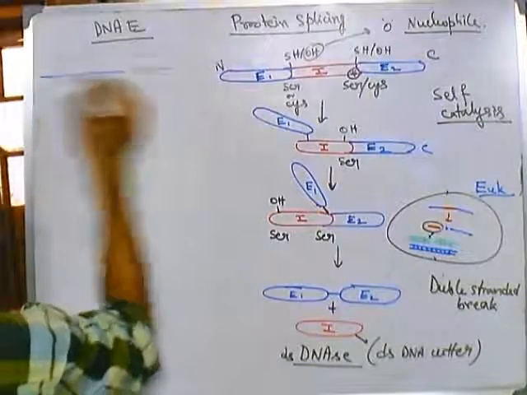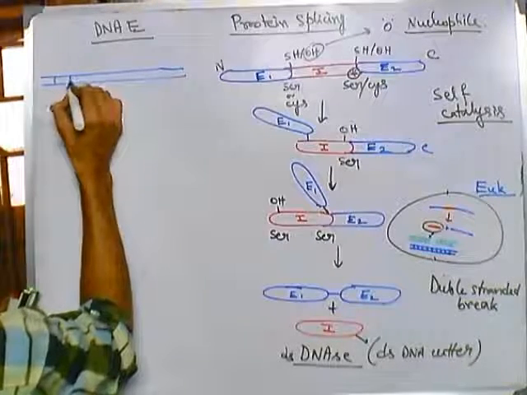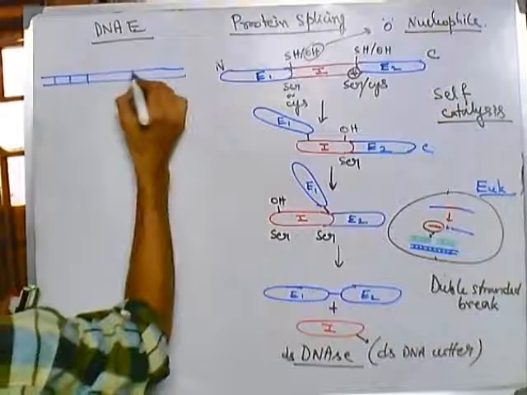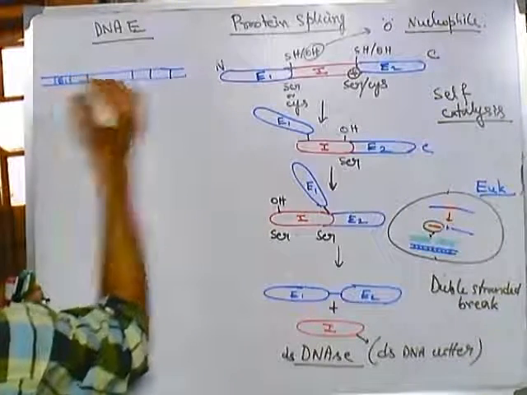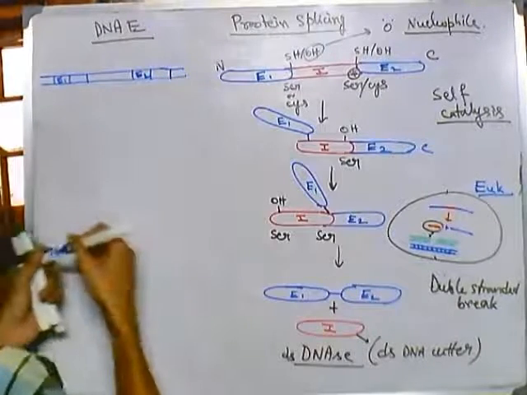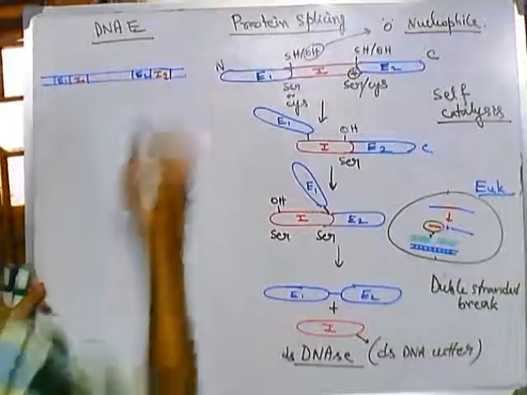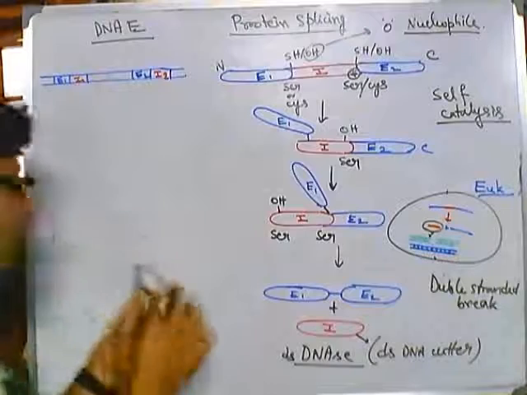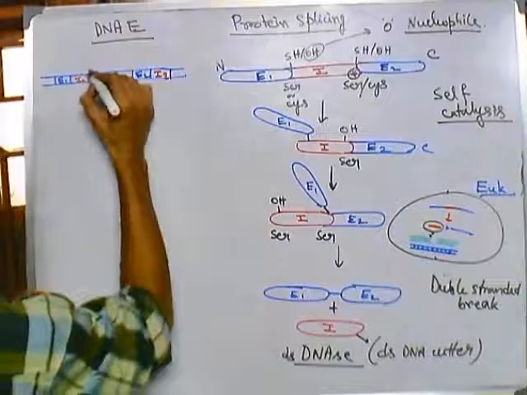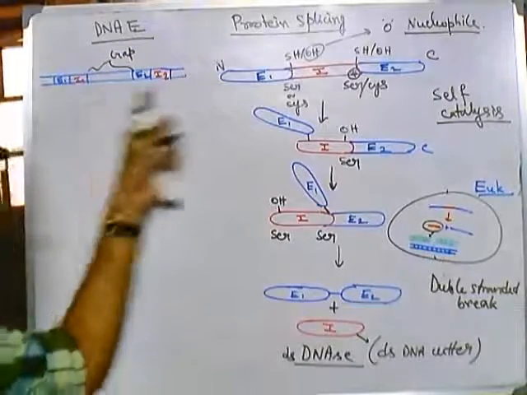So suppose this is our protein sequence. In this protein sequence, say this is extein 1 and here is intein 1, this is extein 2 and intein 2. So we have 2 exteins and 2 intein sequences, but they are placed at a distance, so in between there is a gap region also. So you can get this kind of thing.